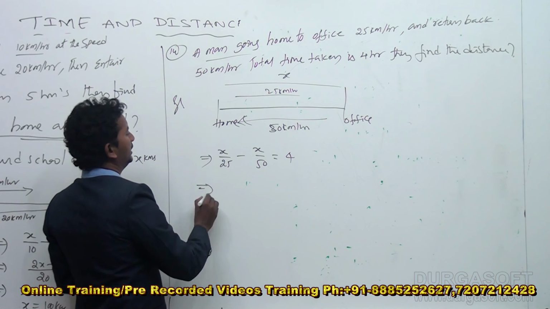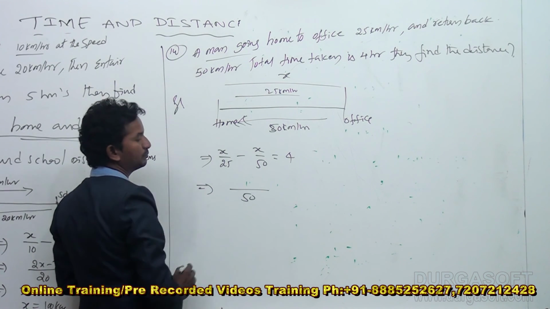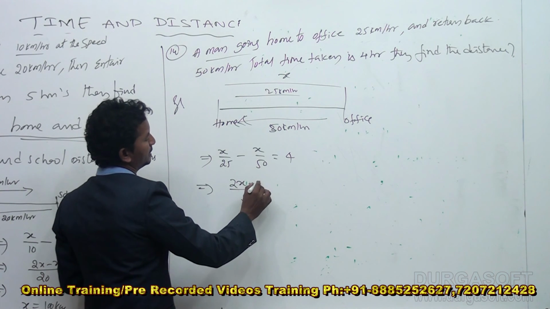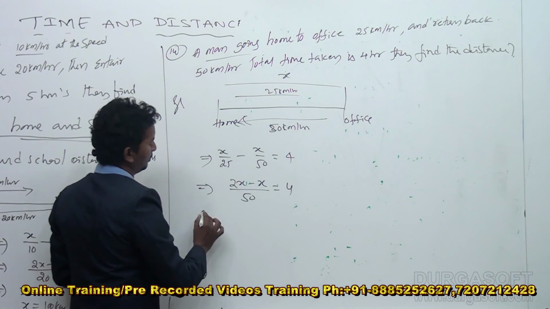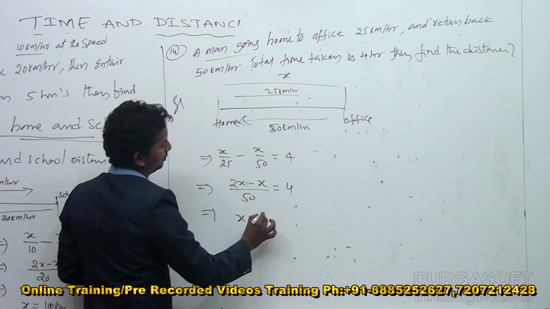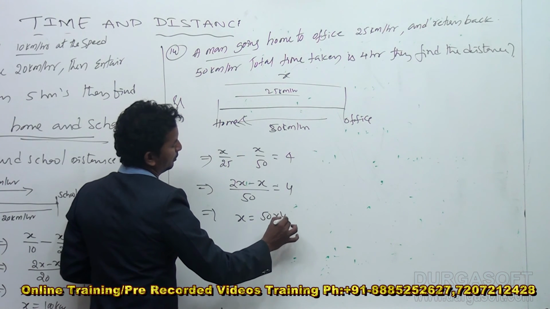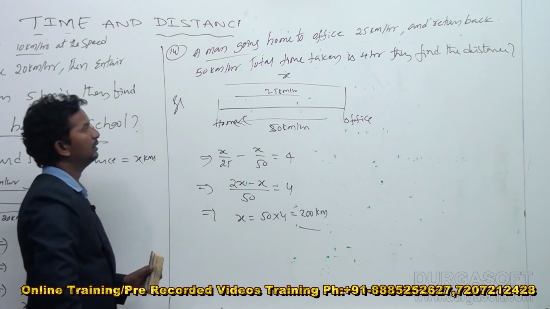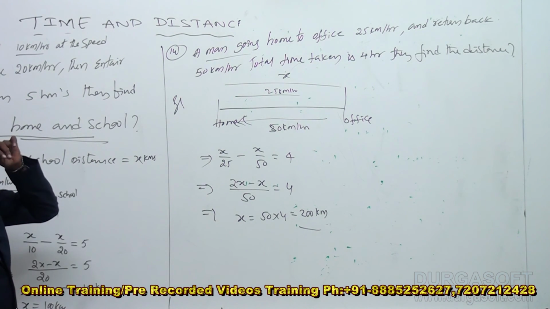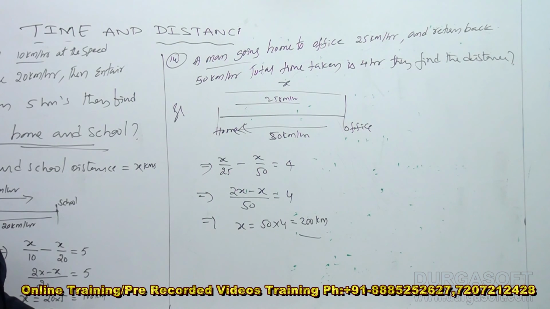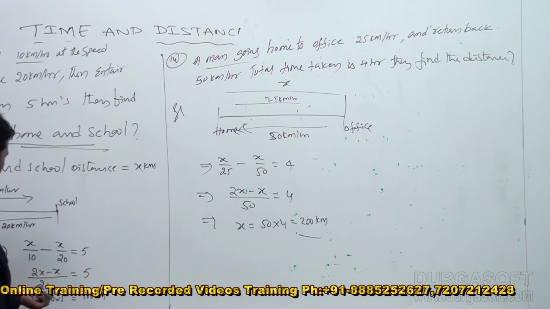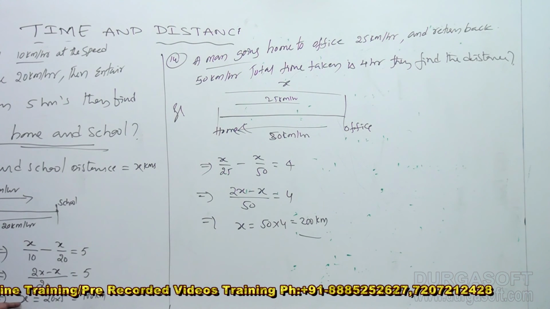Now calculating, multiply by 2: 2x minus x over 50 is equal to 4. So x is equal to 50 into 4, which is 200 kilometers. So this problem gives 200 kilometers, and the previous one gave 100 kilometers.